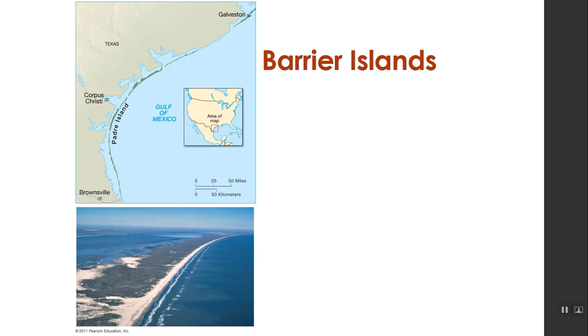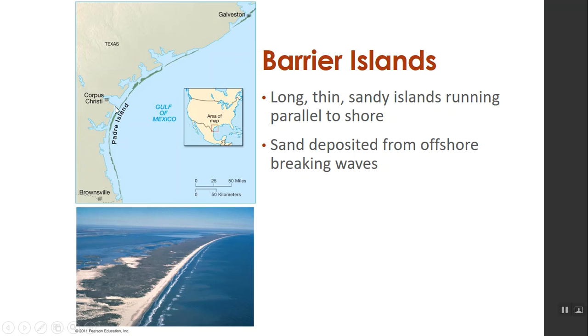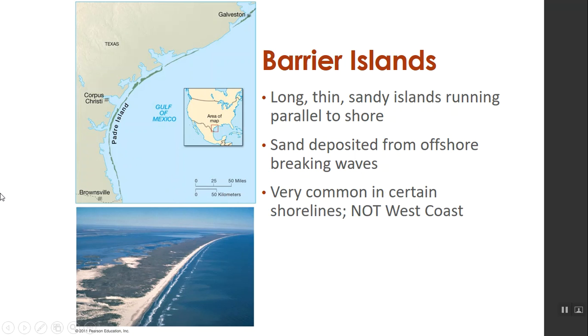Next, we're going to talk about barrier islands. Barrier islands are long, thin, sandy islands running parallel to shore. And these are sand that's deposited from offshore breaking waves. We don't have these on the West Coast. Here's a picture of them outside of Corpus Christi, Texas. We have them in the Carolinas, but we don't have them on the West Coast here. So very common in certain shorelines, but not on the West Coast.